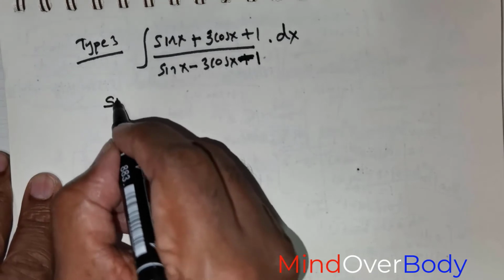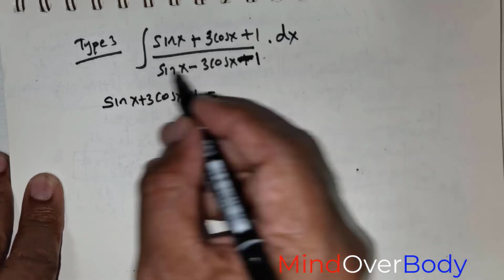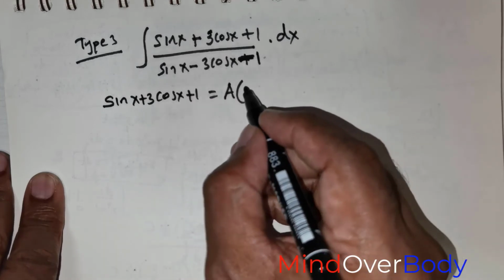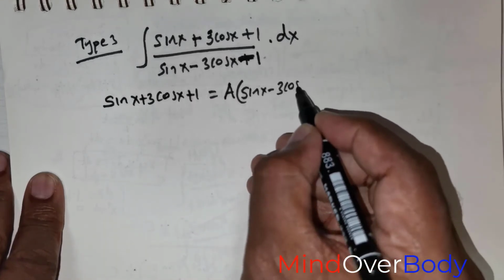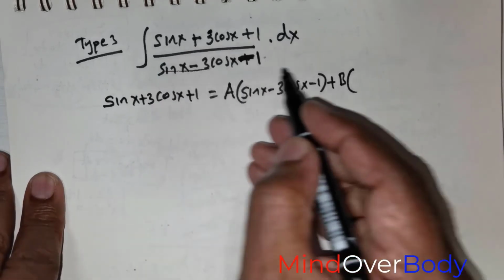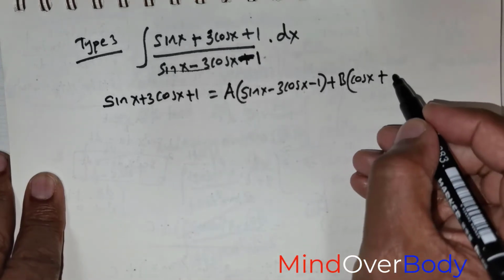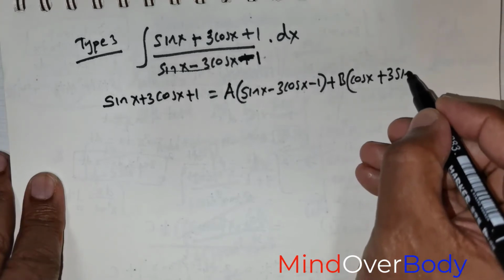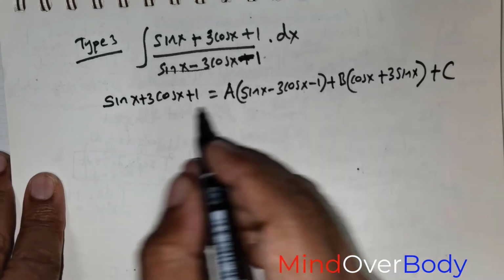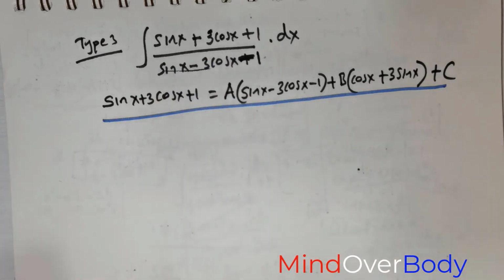Now take the numerator, sin x plus 3 times cos x plus 1, and this numerator is expressed as a times the denominator, sin x minus 3 times cos x minus 1, plus b times the differential of this denominator, that's going to be cos x. The differential of cos x is negative sin x, so that's going to be plus 3 times sin x, and the differentiation of minus 1 will be 0, plus c. So this is the standard form that you will have to follow whenever you've been given a question of this type.